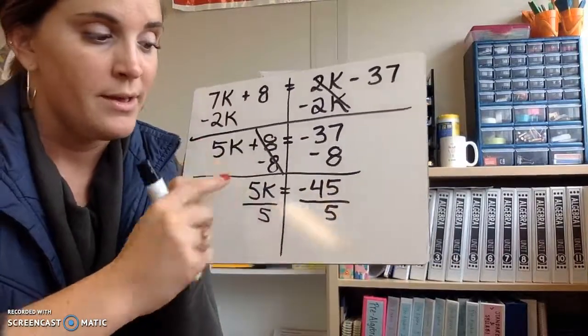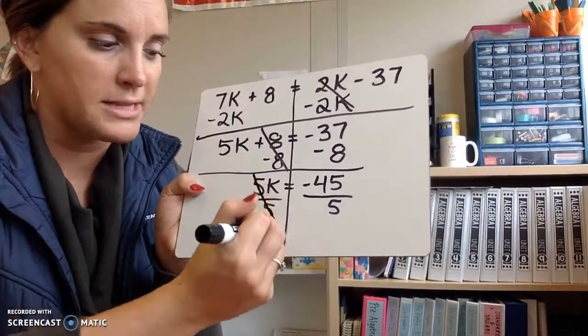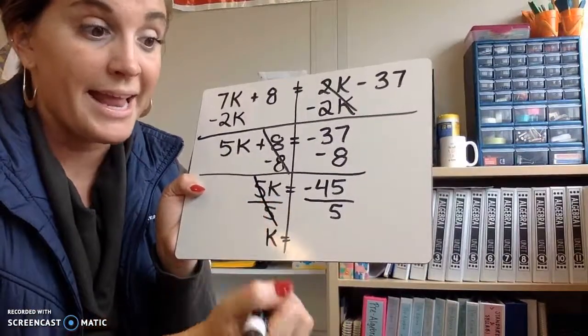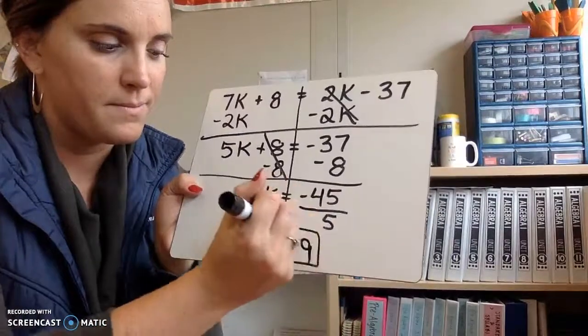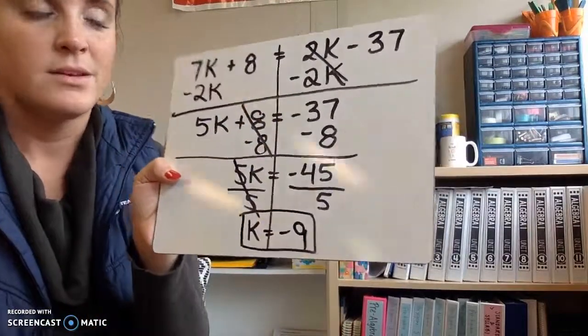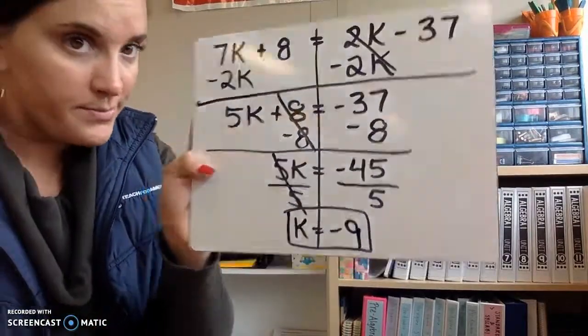5k divided by 5 cancels out, leaving me with k. Negative 45 divided by positive 5 is negative 9. All right. So far, so good. Moving on to number 3.